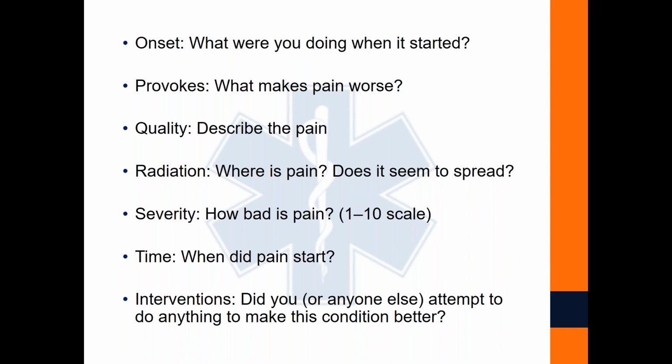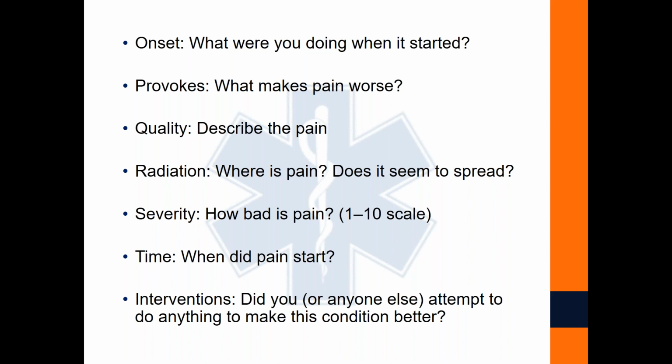Next is severity. How bad, on a scale of 0 being no pain at all and 10 being stepping on a Lego in the middle of the night, how uncomfortable does this make you? T stands for time. When did it start? So think of OPQRST. We try to keep things simple, and the alphabet is about as simple as it gets. Onset, provoke or palliate, quality, radiation, severity, and time.